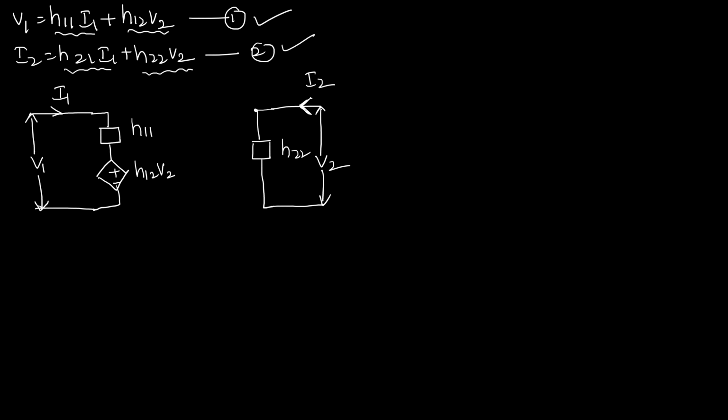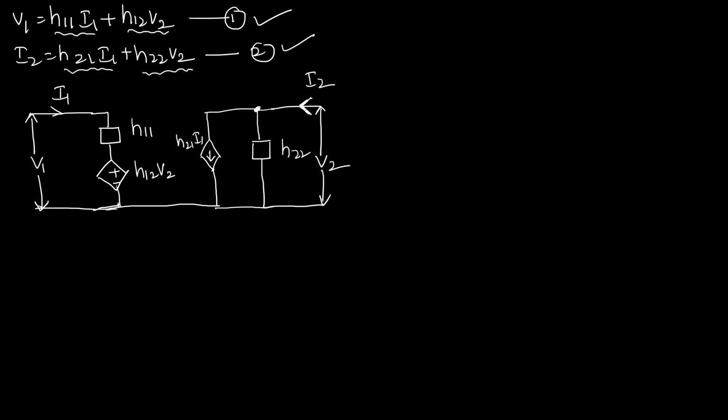Now concentrate on the first portion here, that is H21 into I1. That means it is dependent on the other port current, so it can be considered as what source? A dependent source, but a current source. If we apply KCL at this particular node, we get the second equation. So this is H21 into I1. There should be a common point for port 1 and port 2, which can be observed with this reference line. In this way we can represent the equivalent circuit for H parameters.